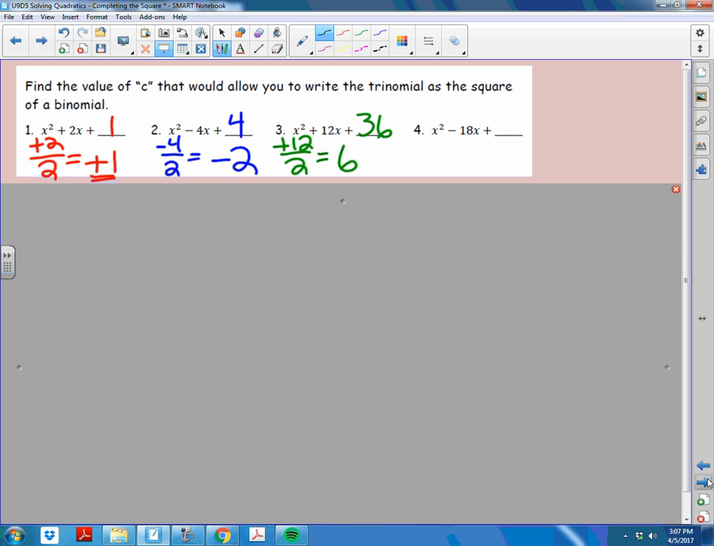Well, I was saying I'm going to show you in just a few minutes. Okay. And then on number 4, the value of b is negative 18. We divide it by 2, and we get negative 9. What is negative 9 squared? 81.